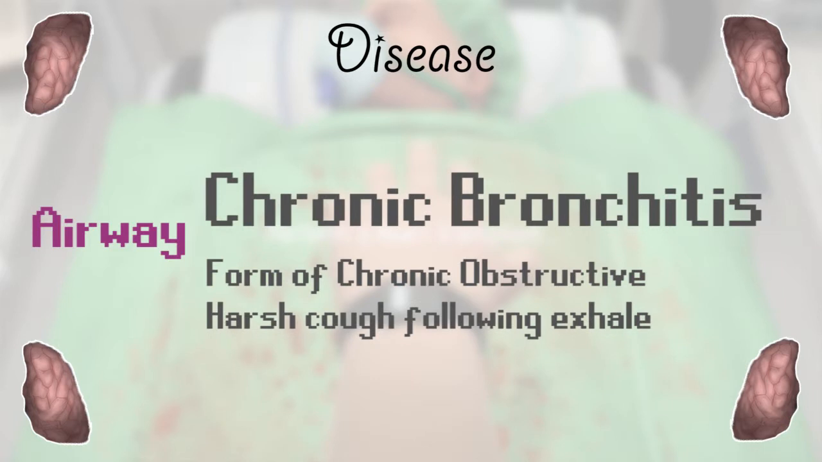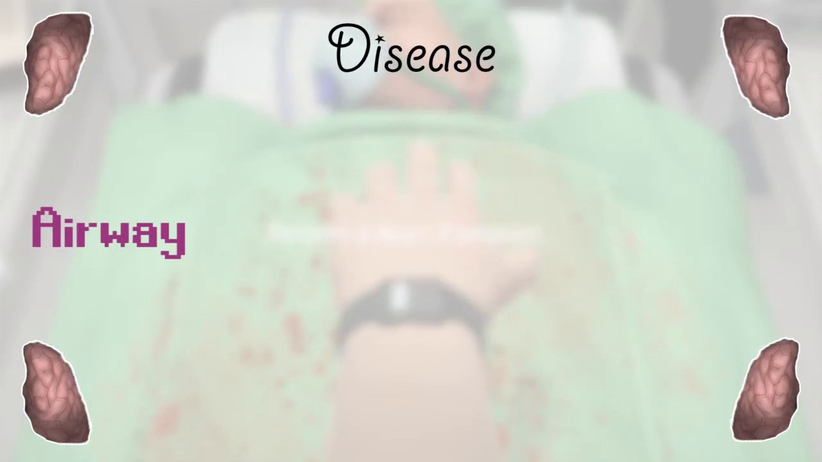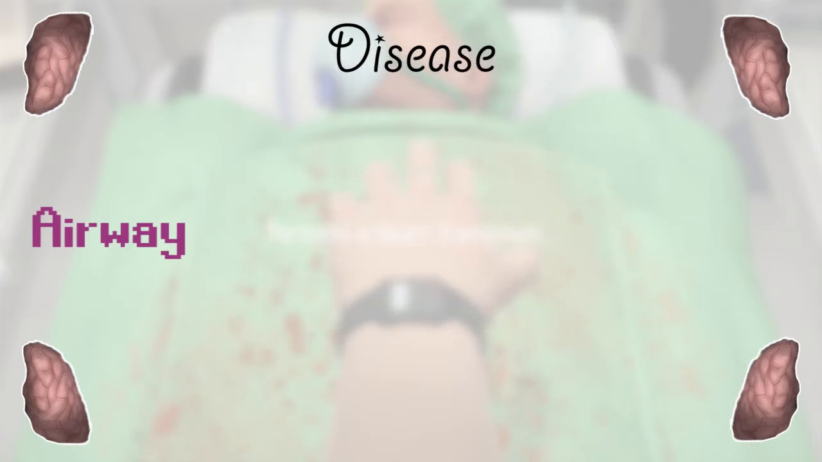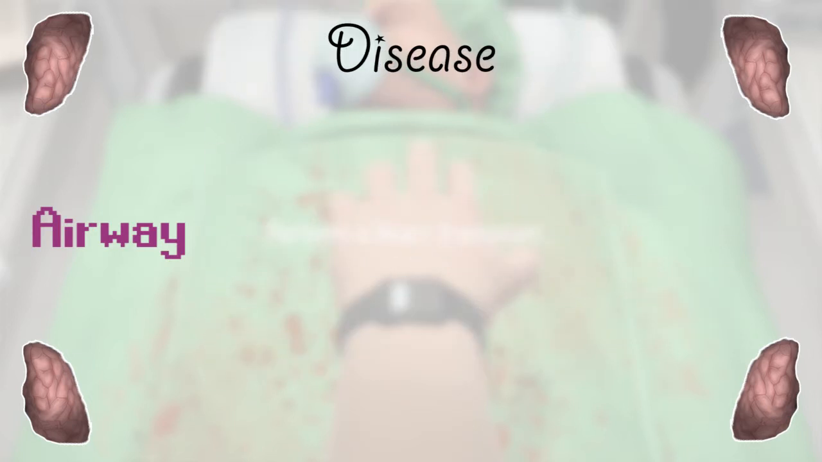Chronic bronchitis is a form of COPD characterized by a chronic productive cough, which will follow your attempts to exhale. Emphysema is lung damage, which allows air to be trapped in the lungs in a form of COPD. Difficulty blowing air out is the most obvious telltale sign of emphysema. Acute bronchitis is a sudden infection of the airways, usually by a virus, and is not something that will last you forever. Cystic fibrosis is a genetic condition causing poor clearance of mucus from the bronchi. The accumulated mucus results in repeated lung infections and will cause you to have several trips to the hospital.